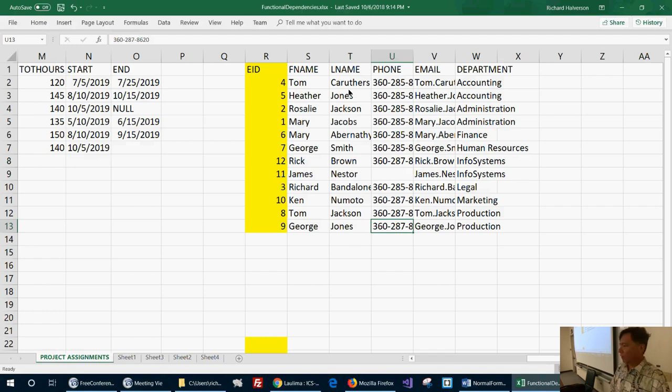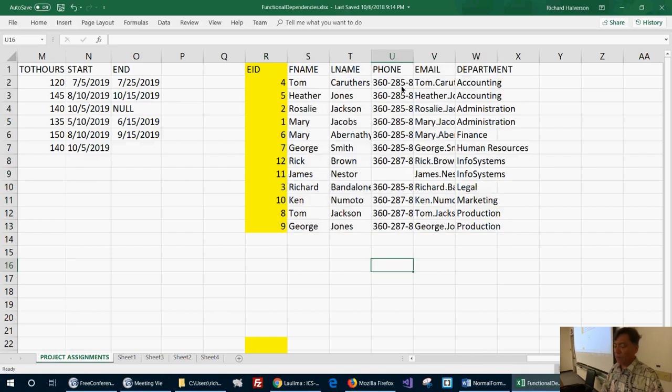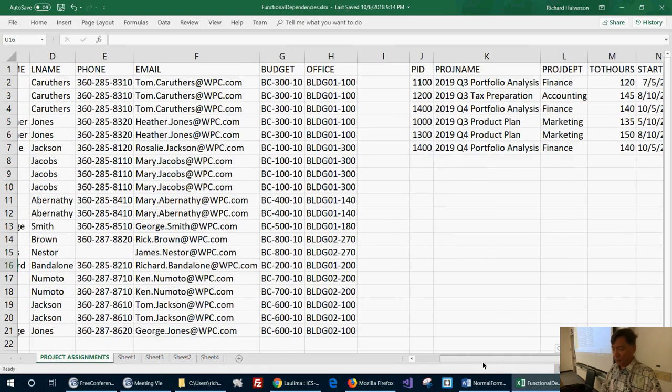And you determine that it's not in second normal form if there's some non-key attribute that only depends on part of the key. So, yeah. All right. Now this is in first normal form. It's in second normal form. We haven't checked for third normal form yet.